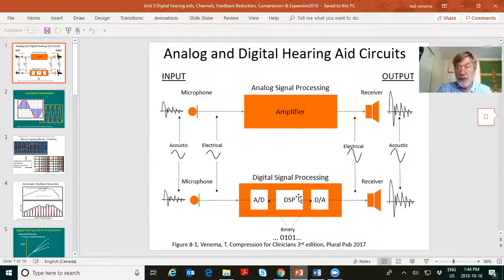Once that's all done, that gets sent to a D to A converter, digital back to analog converter. So now the reorganized numbers are changed back into electricity, and that electricity is sent to the receiver, which, just like in the analog hearing aid, transduces the electricity back into sound. So back up into analog, instead of sound into electricity back into sound, it's sound into electricity into numbers into electricity into sound. That's the general gist about digital hearing aids.